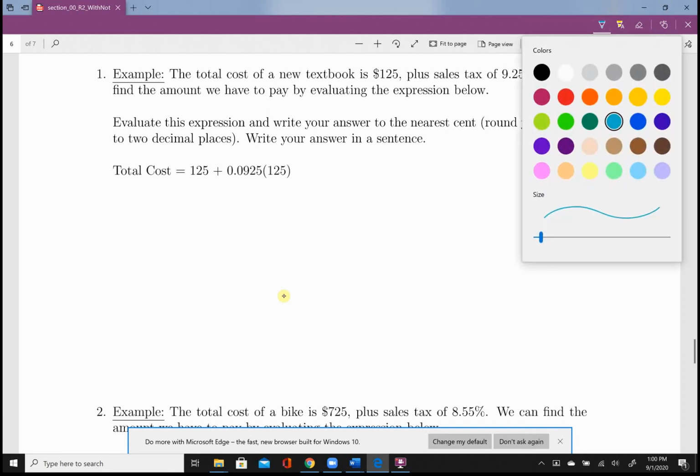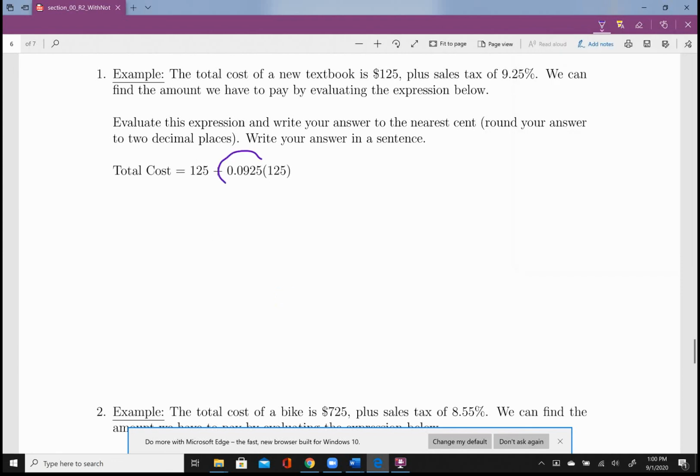That's something that we're going to get really in depth about. Okay, this is the same as that. Cool. And so in order to find the sales tax or the total price that you pay when you go to the register, you need to add the 9.25% of that price to the original price of $125.